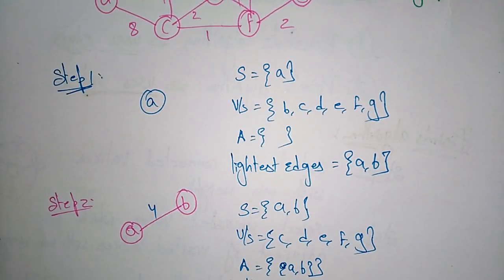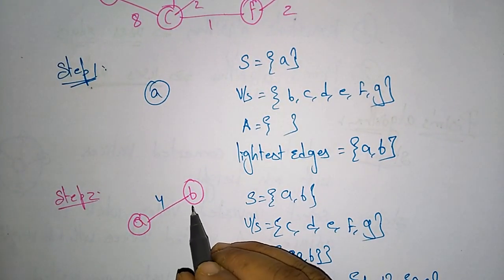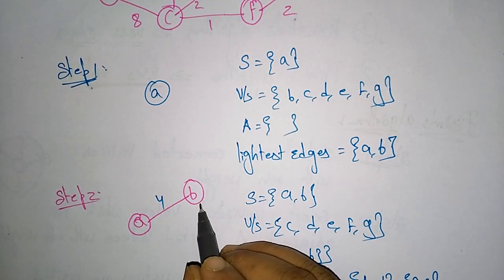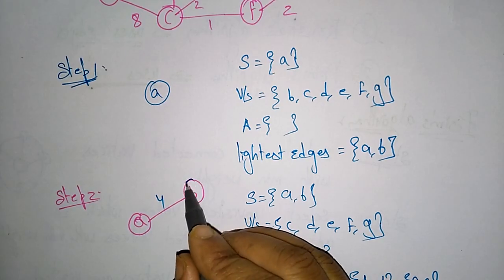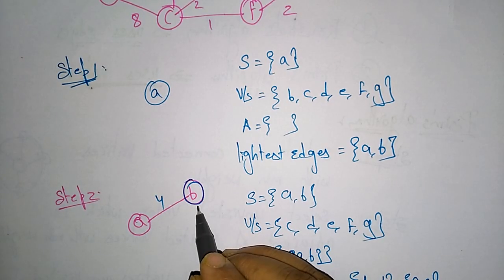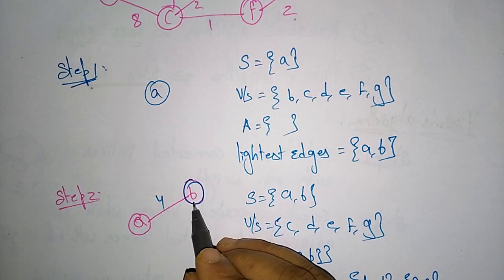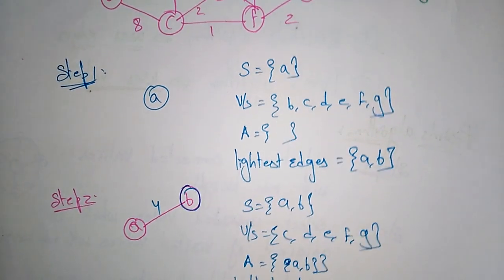BD or AC. But in Prim's algorithm, we have to select the unvisited vertex which is adjacent to the visited vertex with minimum weight. So from this, we have to select the vertices which is adjacent to the visited vertices, so we have to select the vertices adjacent to B.